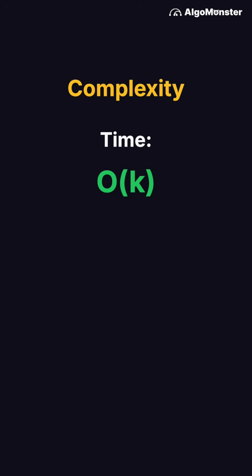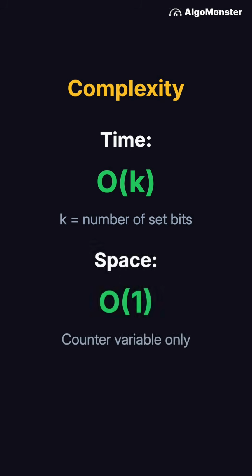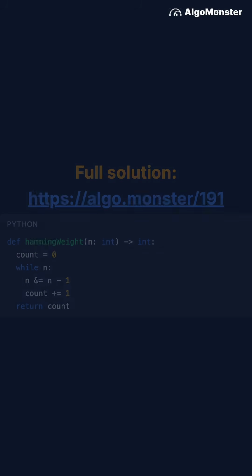Runtime is big O of k, where k is the number of set bits. We loop once per 1 bit instead of checking all 32 positions. Worst case, every bit is a 1, so k is 32. But for sparse numbers with just a few ones, this finishes much faster. Space is big O of 1, just a counter variable. Here's the full code.